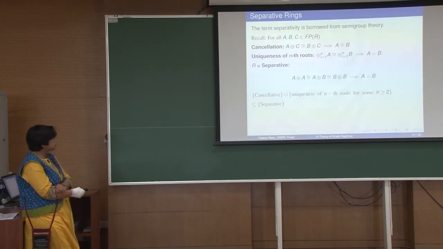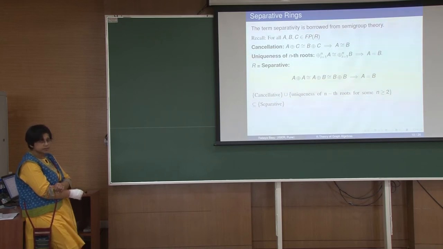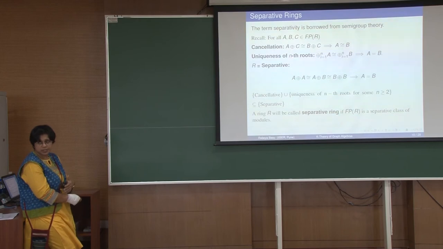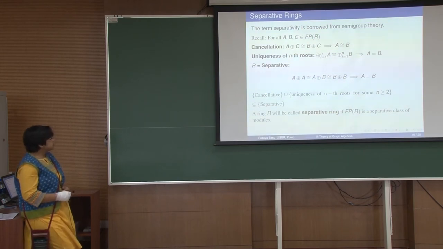By observation, one can see that for separative modules, this includes the cancellative modules and the uniqueness of nth roots for some n greater than or equal to 2. So a ring R will be called a separative ring if this class of finitely generated projective modules is a separative class, that is, if all modules are separative. Here we are considering something more than cancellative, so it is more general than the cancellative property.